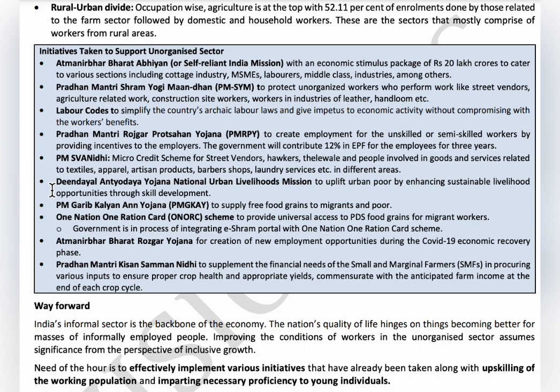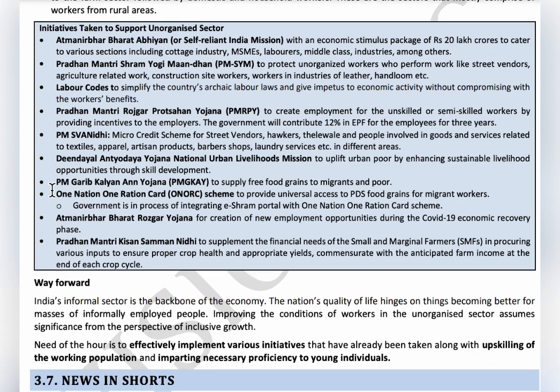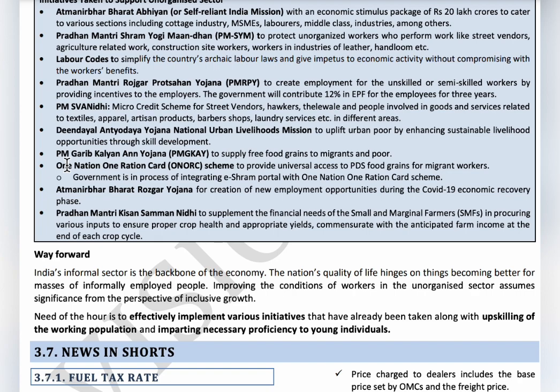So national urban life, under this, it provides skill development programs to uplift the urban poor. Next is Pradhan Mantri Garib Kalyan Anna Yojana. It provides free food grains to the migrants and the poor. And the other one is One Nation One Ration Card scheme. So it provides food grains to the migrant workers.